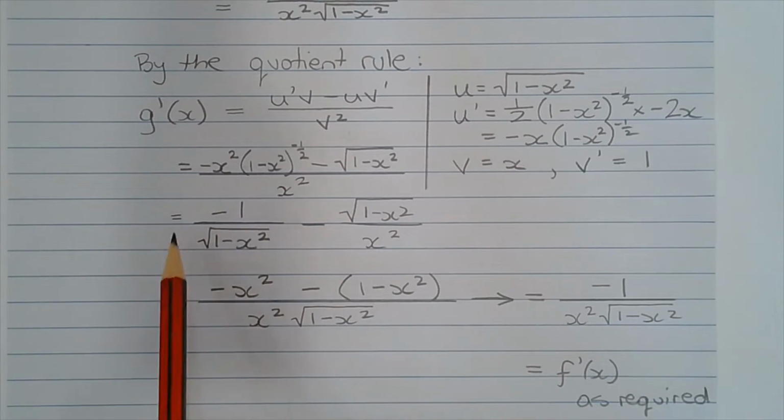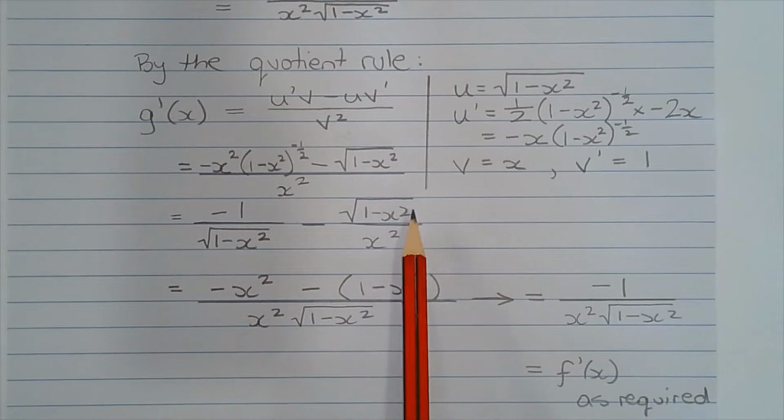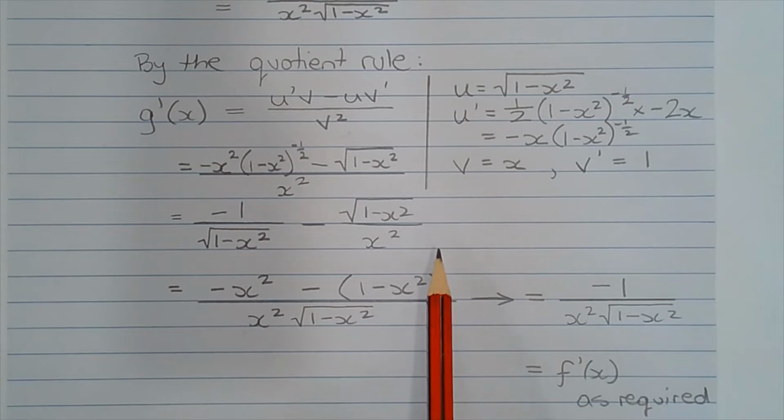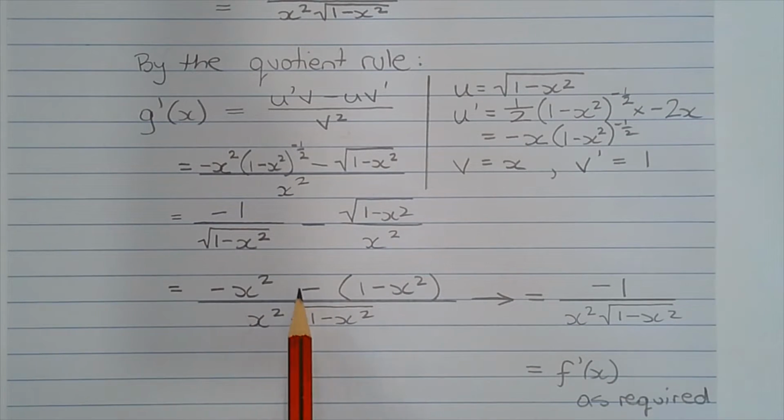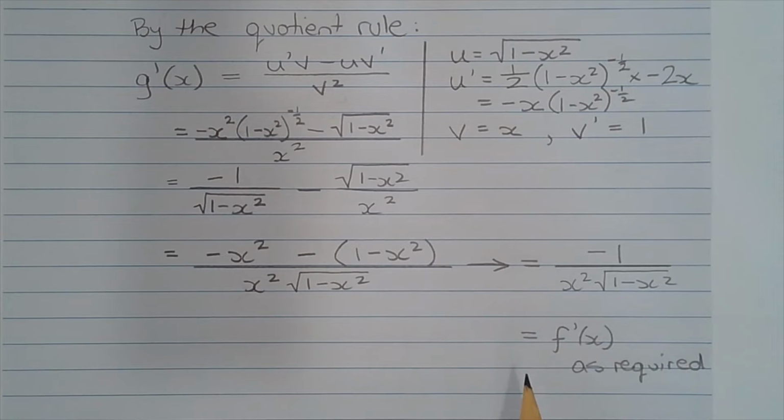So multiplying this fraction by x squared over x squared, and this fraction by the square root of 1 minus x squared over the square root of 1 minus x squared. So we have this negative x squared and a positive x squared here, negative, negative, and they cancel. So we end up with negative 1 in the numerator over x squared multiplied by the square root of 1 minus x squared in the denominator, and that equals f dash of x as required.